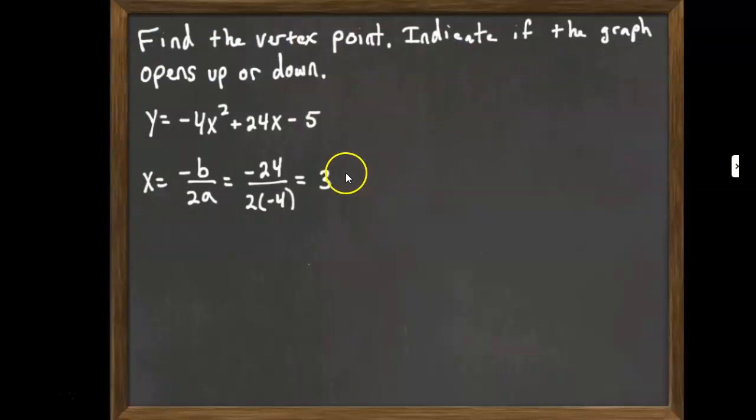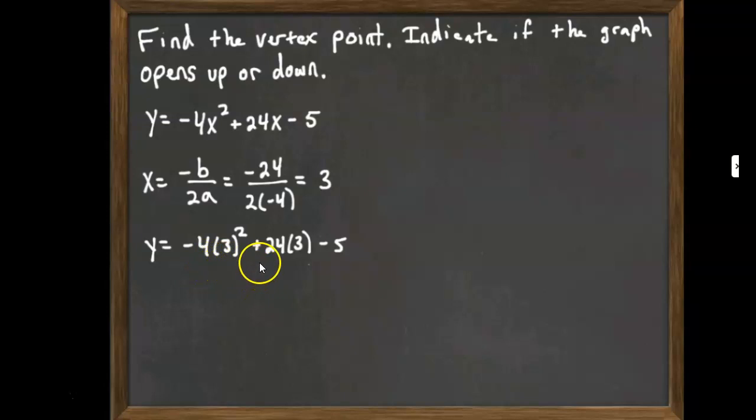Now once we've computed x, we just go back to the function now and replace x with what it's equal to so we can figure out the y value of the vertex point. And so we just do that. We plug in 3. We get y equals negative 4 times 3 squared plus 24 times 3 minus 5. And then we simplify.